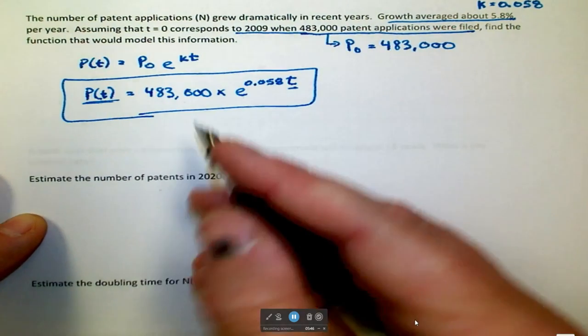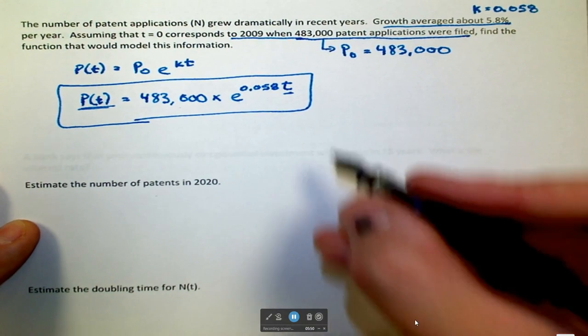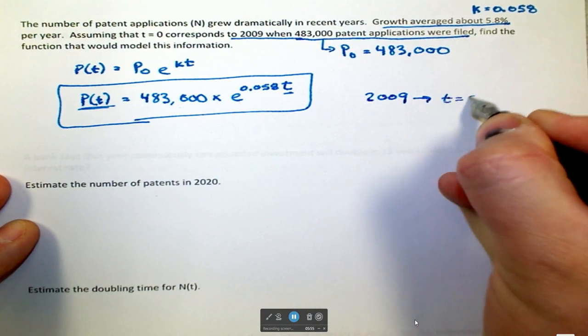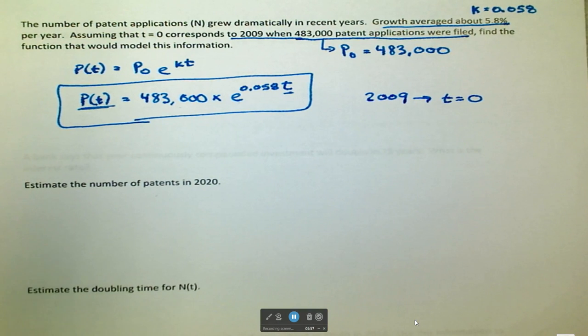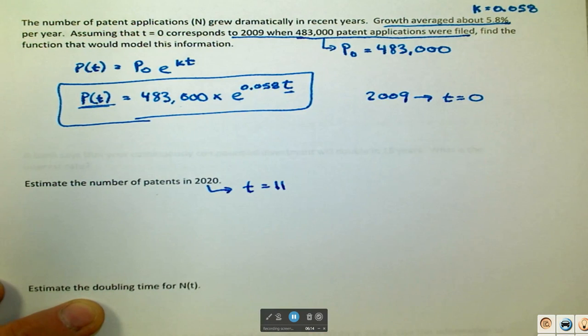Now, it says to use this model to estimate the number of patents in 2020. So now, 2009, t equals 0. Okay? So 2010, t would be 1. 2011, t would be 2, etc., etc., etc. Okay? And so if we kind of roll through this and think about it, what this is really saying is t equals 11.